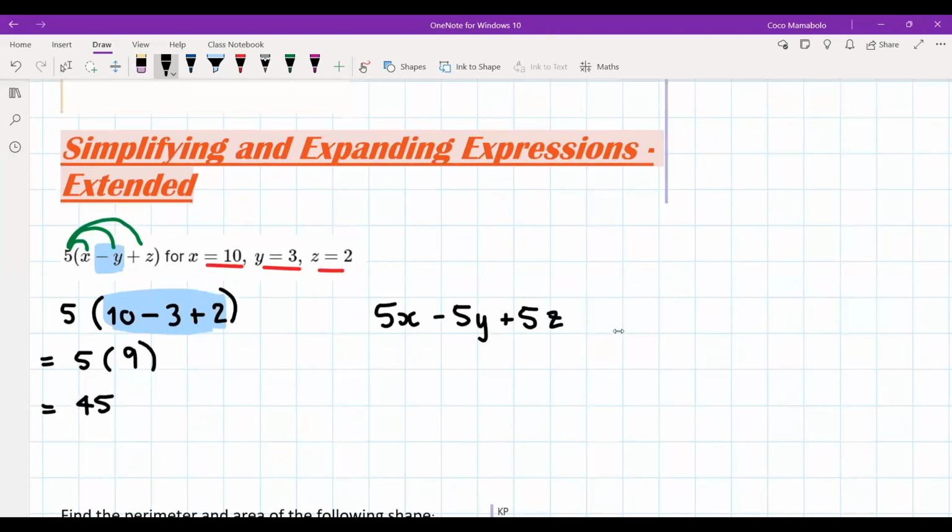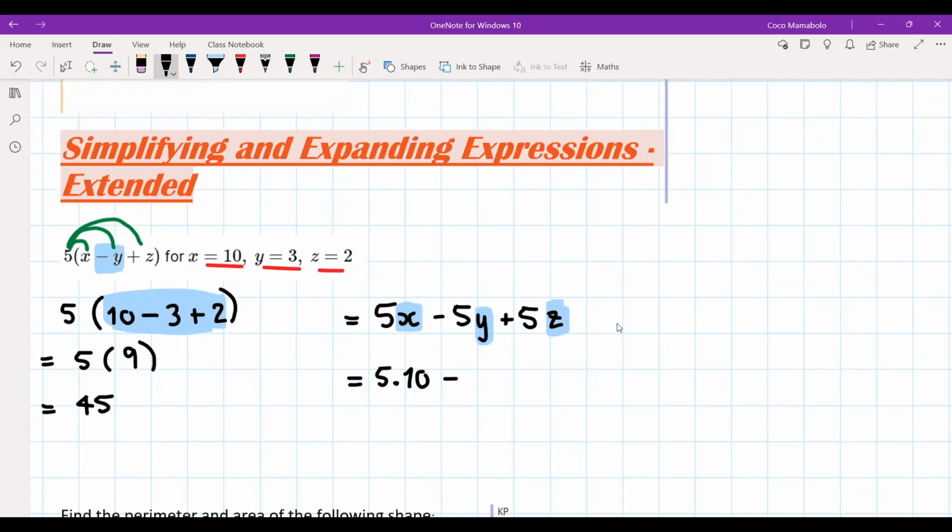We still need to continue. We said that how much is x equal to? X is equal to 10, good. And y is equal to? 3. And z is equal to? 2. Okay, good. So you and I are going to substitute. We're going to substitute here. This is going to equal 5 times what? 5 times 10. Good. Finish up the sum for me.